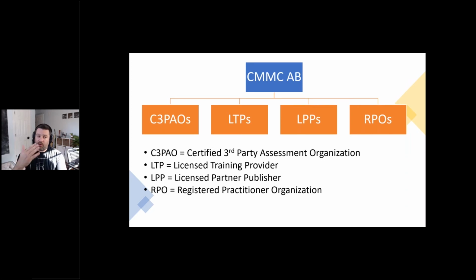The reason I put this here is because there's a lot of acronyms inside of this, and you hear these acronyms flung around. If you've ever attended a CMMC town hall, then you know it's C3PO, LTP, LPP, this and that and other things. And then there's other ones like DFARS and NIST, and it keeps going and going and going. Okay, so what does the CMMC AB actually have under their purview?